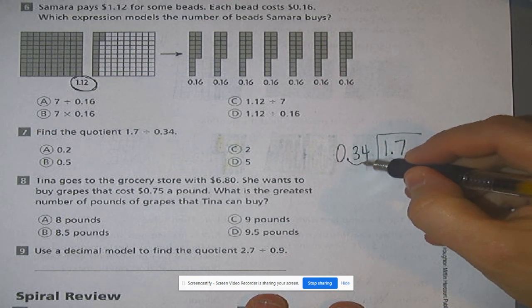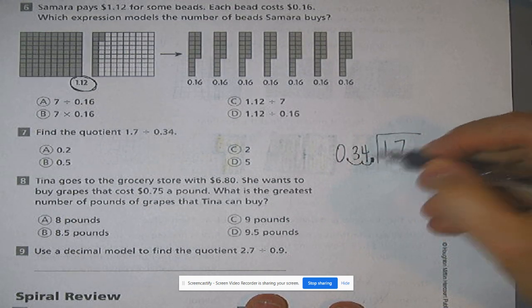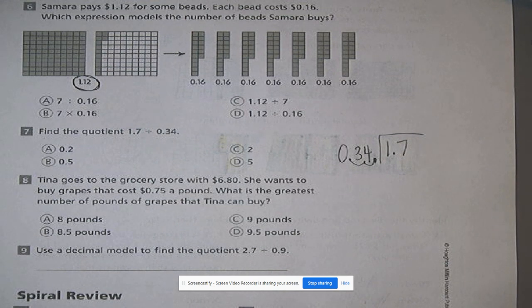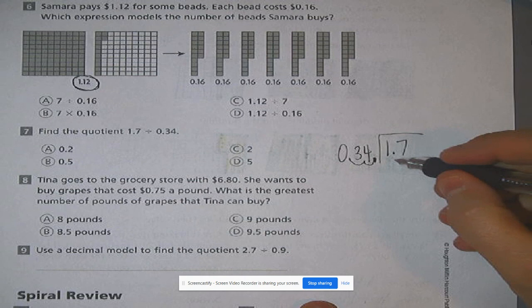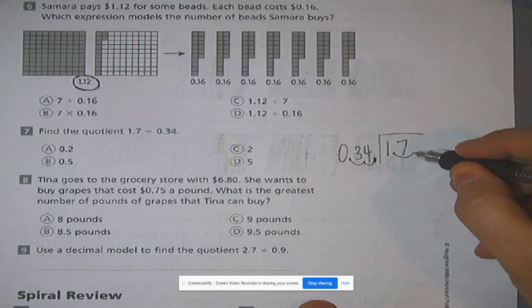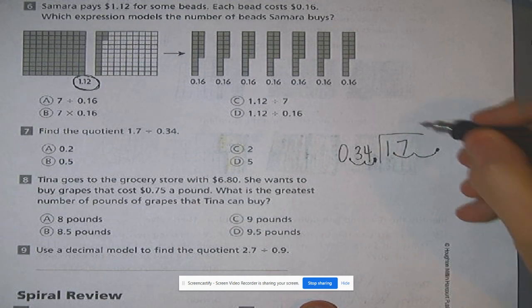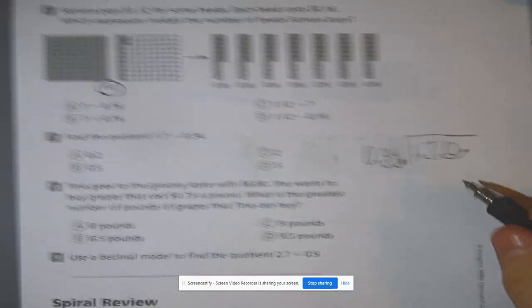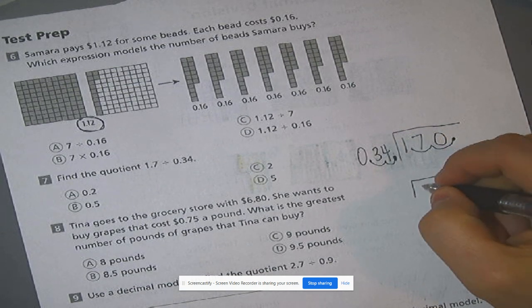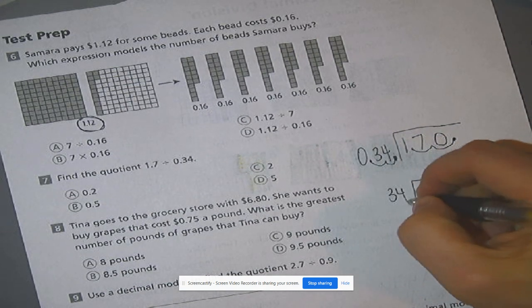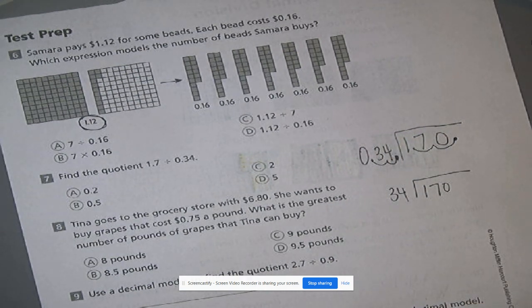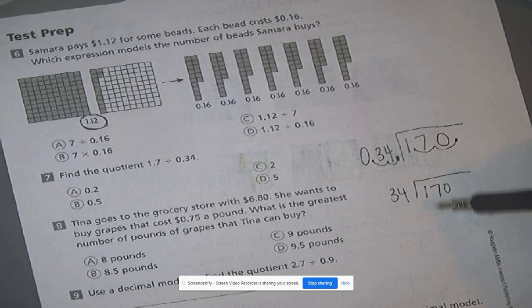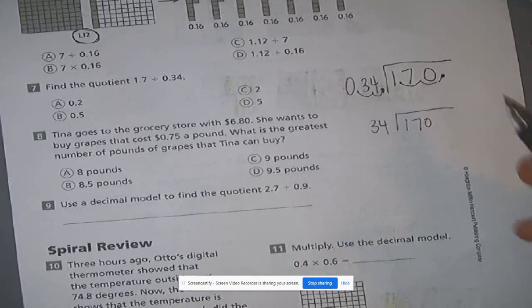So 1, 2. I'm moving my decimal 2 place values, which is multiplying by 100. So if I multiplied this by 100, I'd move it 2 place values, 1, 2. And what would I put in that space? A 0, okay? So now we are dividing 170 divided by 34 because we multiplied each of them by 100, okay? So I want you to solve that one.